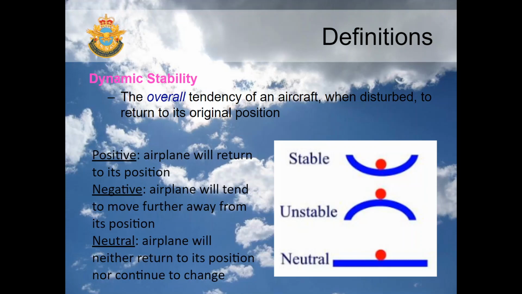Positive dynamic stability is when the aircraft will return to its original position. Negative is when it will move further away from its position, and neutral is when the aircraft will neither return to its position nor continue to change.